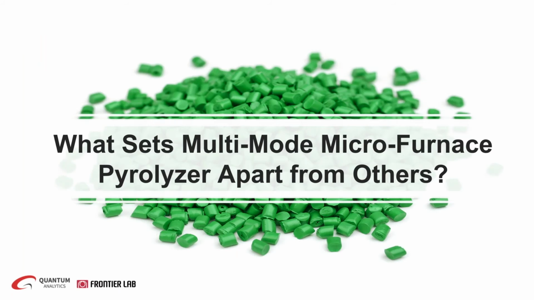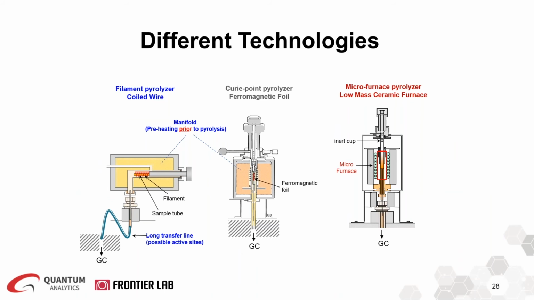Now, lastly, let's discuss what sets microfurnace technology apart from others. There are three different technologies in the market: filament, which uses a coiled wire; Curie point, which employs a ferromagnetic foil; and vertical microfurnace, which utilizes a low thermal mass ceramic furnace.